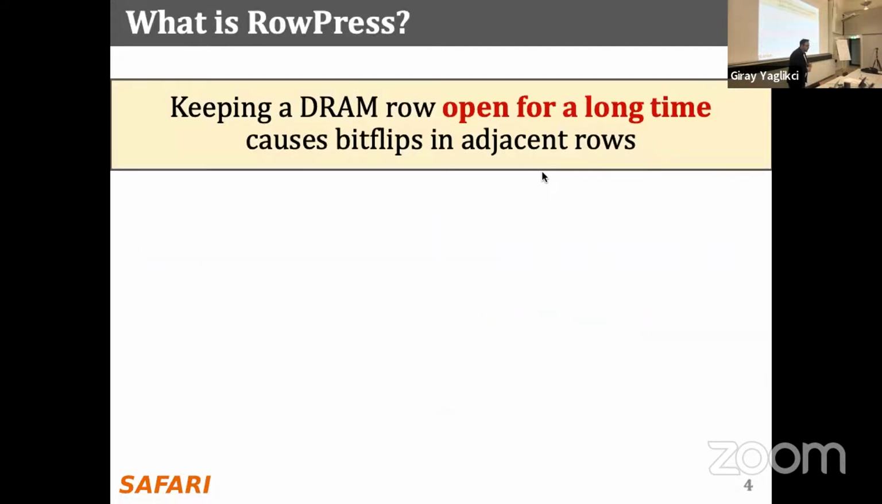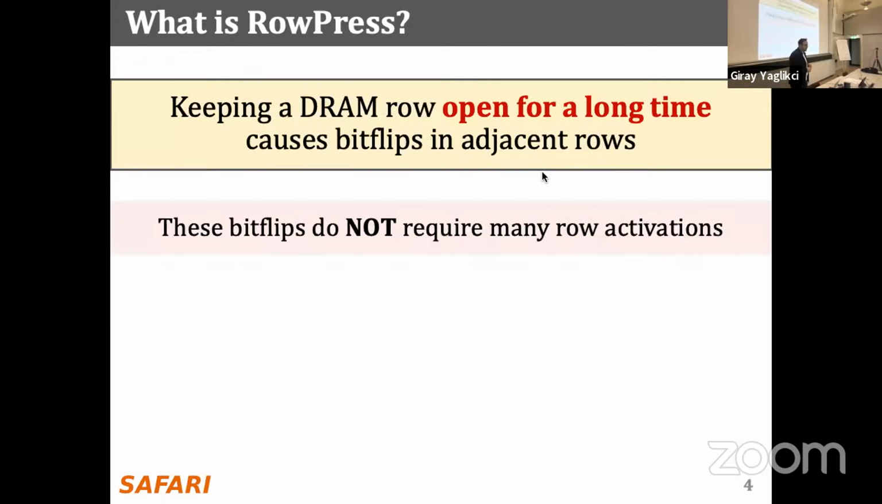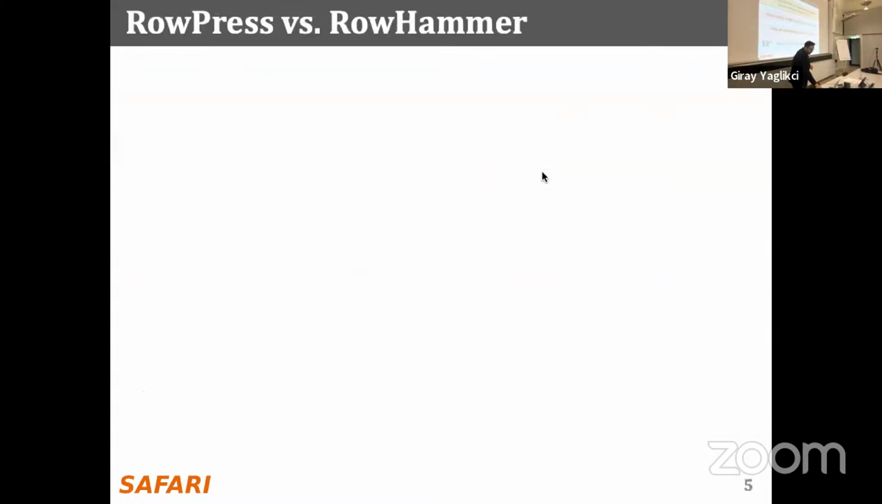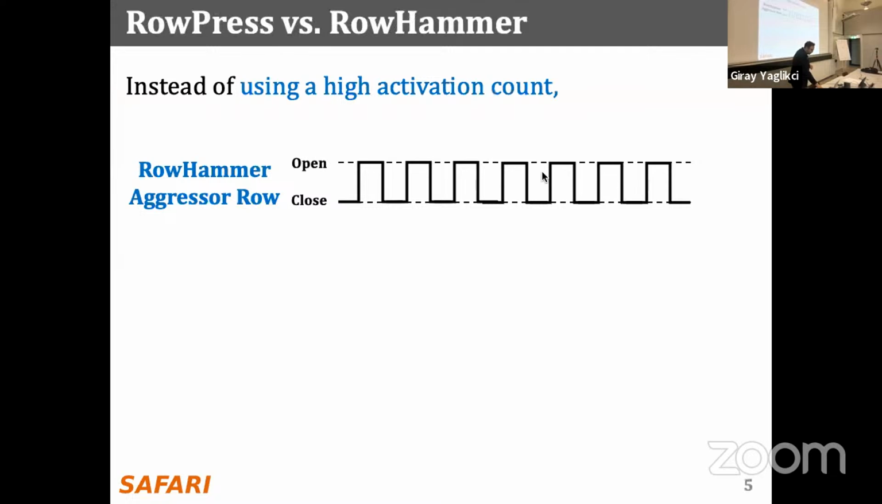So what's RowPress? If you hammer some rows, but while you're hammering, you keep your row open for a longer time, then it has an additional read disturbance effect. Basically, it's purely based on keeping a row open for a long time. And when you do that, you can cause bit flips in adjacent rows. And these bit flips do not require many row activations. And in extreme cases, only one activation is enough to induce a bit flip. So let's see the experimental data.